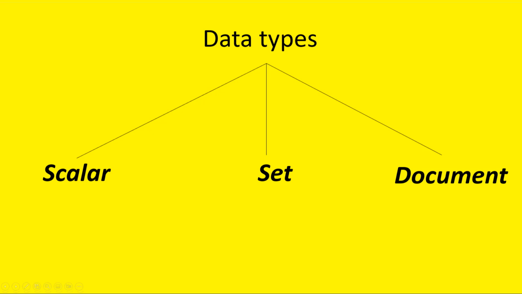Now on to the third category. So we've done scalar and set. We now have document data types. And these are designed to hold different types of data that fall outside the constraints of scalar and set data types. You can nest document types together up to 32 levels deep.